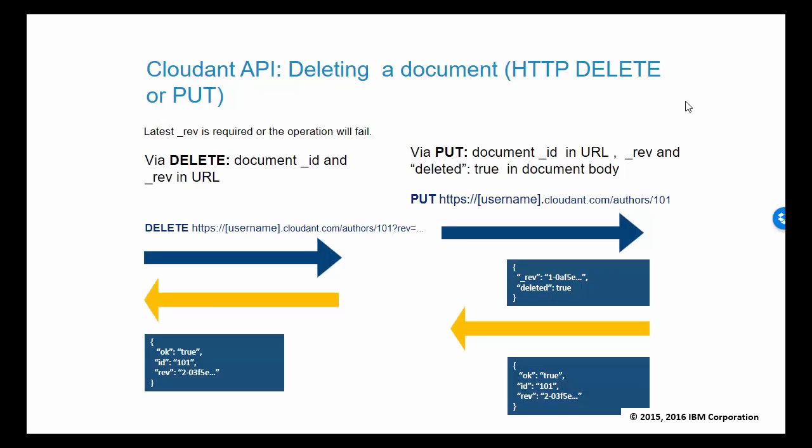If I do the delete via put, I need to provide the document ID in the URL. Then I have to provide a revision number in the document body of the request, along with the deleted true combination as shown in the slide, in order to delete the document via put. When I execute this, I get back an acknowledgement saying that the delete was successful.